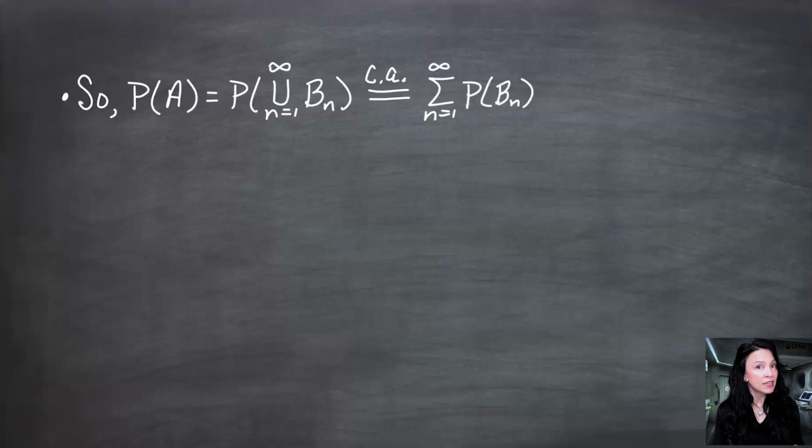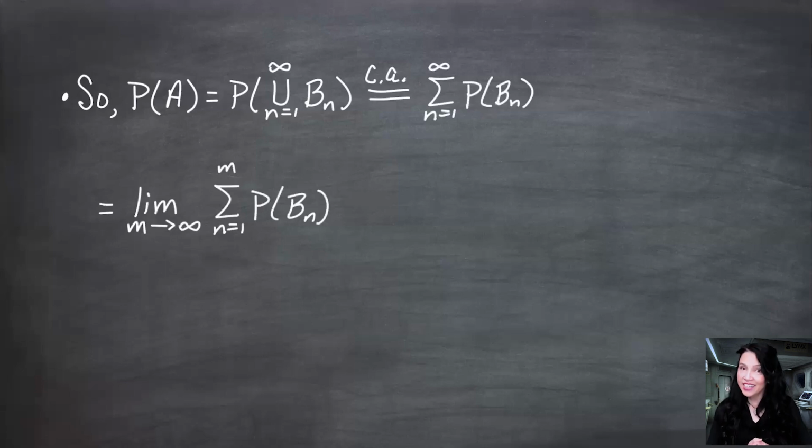Now, this is an infinite sum. And when you first learn about infinite sums, maybe in Calc 1 or something like that, you learn about finite sums and then letting that finite number increase and go off to infinity. So this infinite sum is defined to be the limit as m goes to infinity of the sum as n goes from 1 to m of the probability measure of B_n.